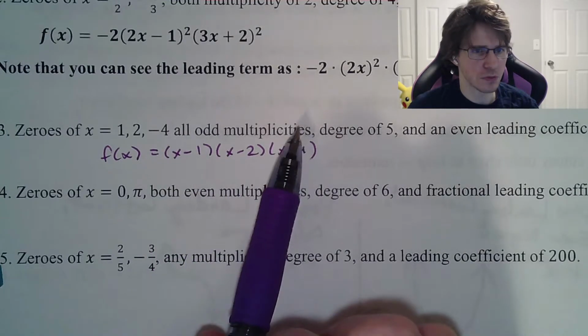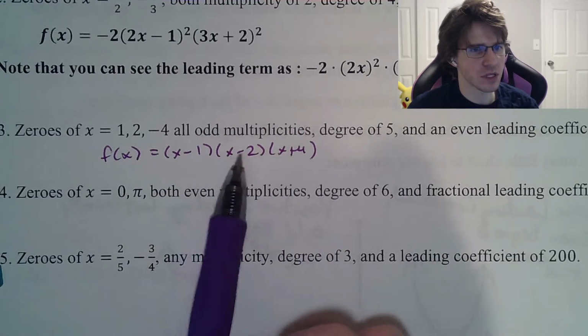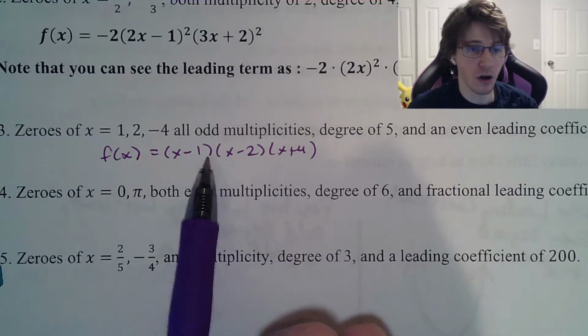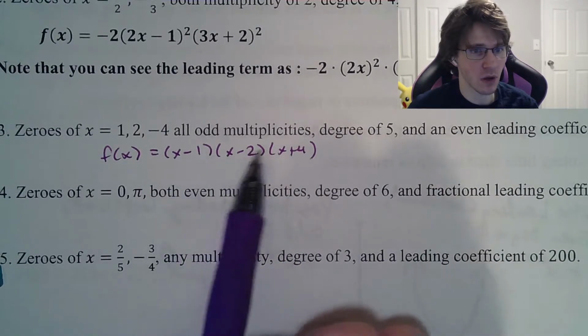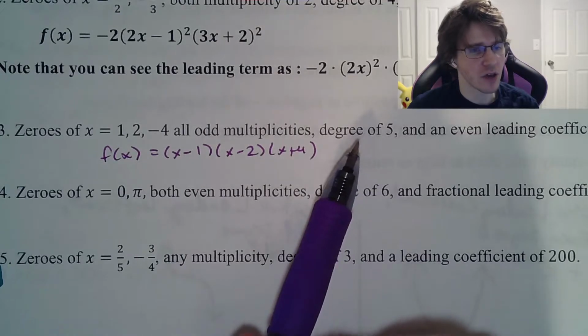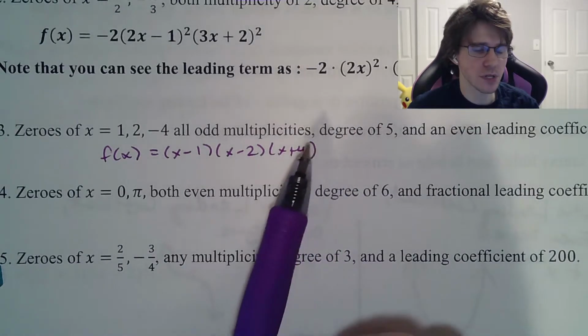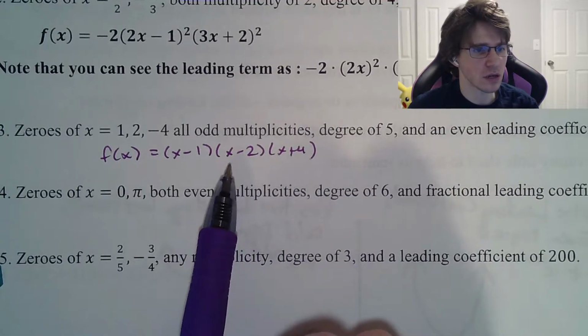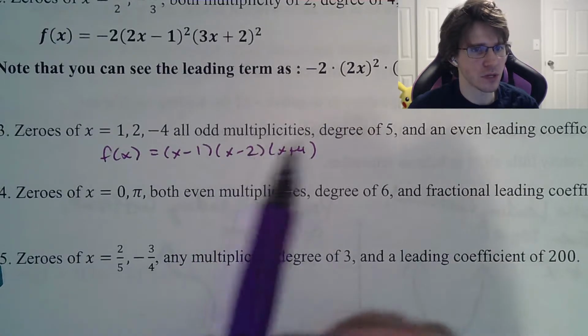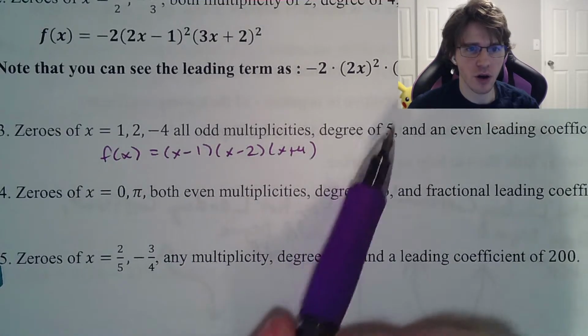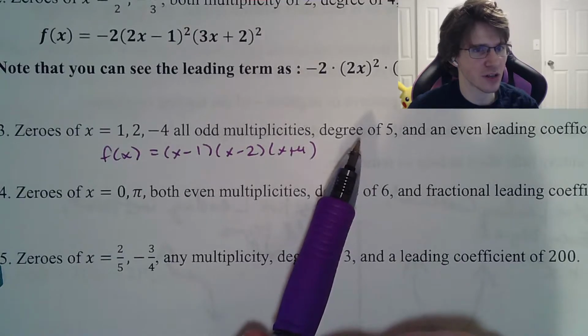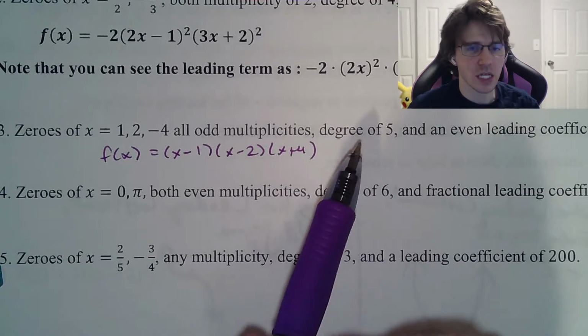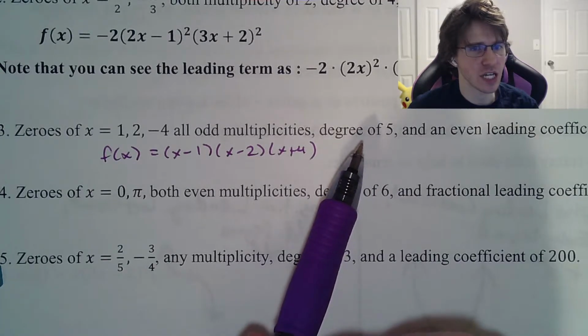All odd multiplicities. What that means is every single one of these exponents must be odd. So they're already all odd. 1 is an odd number. 1, 1, 1. Great. The degree is 5. Remember, the addition of all the multiplicities gives the degree total. So 1 plus 1 plus 1 is 3. Right now, we are not at that degree of 5. We are currently at a degree of 3. To change it to a degree of 5, we need to get 2 more.